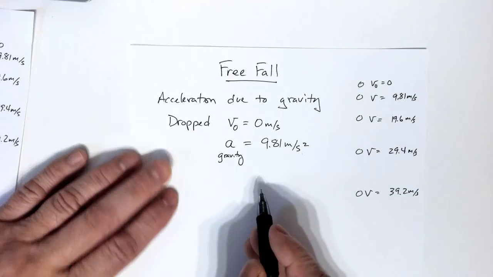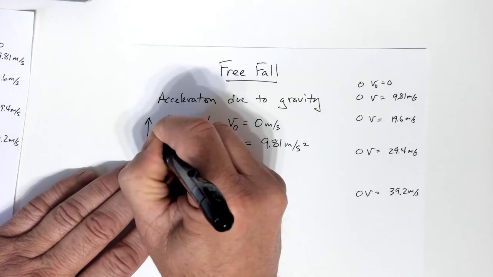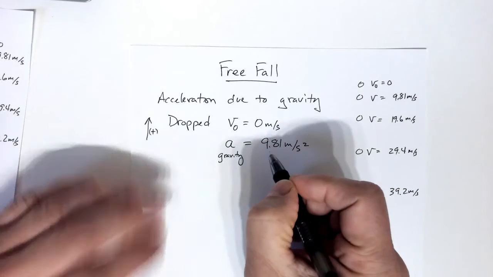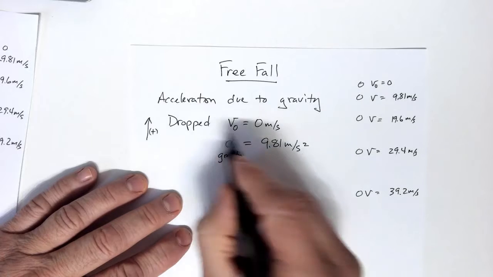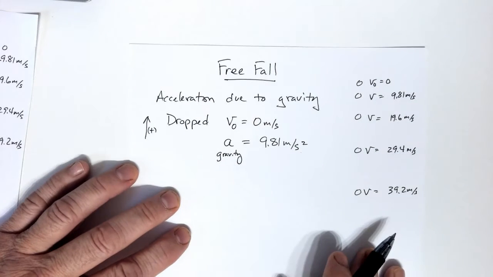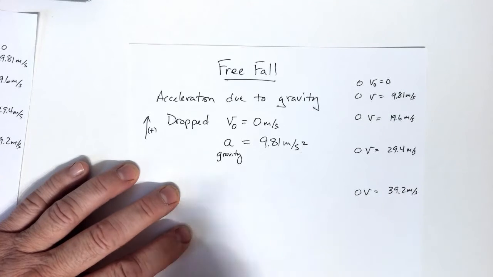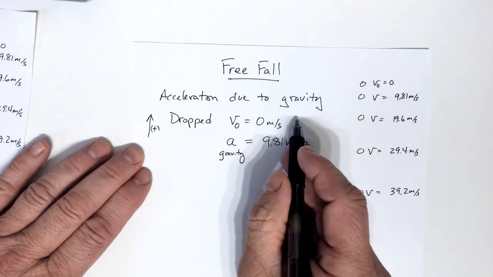But remember, be careful. We have defined upward as positive. So that means that when an object falls downward, it's not decelerating, but its directional component is negative. So it's falling downward at negative 9.8 meters per second squared. But this is the speed increase that will occur. Okay? So we have a dropping situation for free fall.